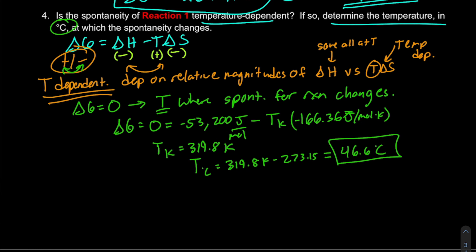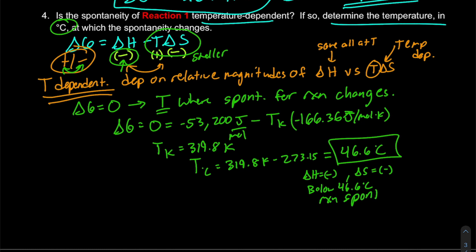And we'll notice negative delta H, that's going to tell us if this T delta S is smaller, that would mean that we're going to overall end up with a negative value, and it's going to be a reaction that is spontaneous at that lower temperature. So we'll see here, because our delta H is negative and our delta S is negative, that means below 46.6 degrees Celsius, our reaction is spontaneous. And above that temperature, it would be non-spontaneous. That's the temperature where we flip between spontaneity of this reaction.